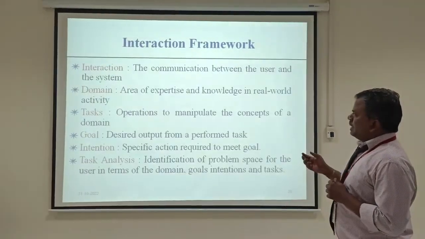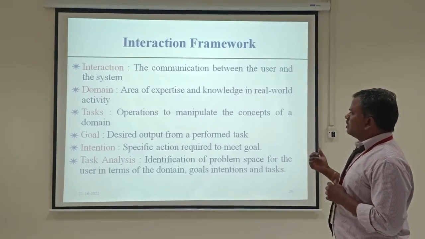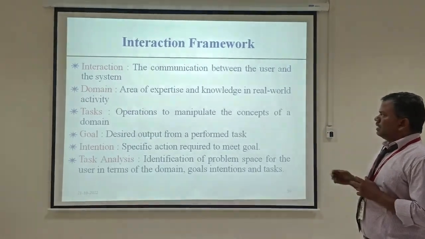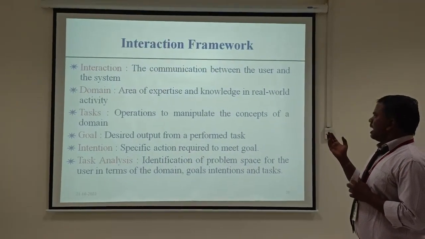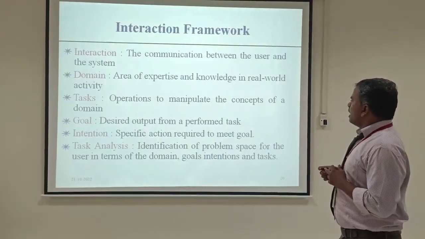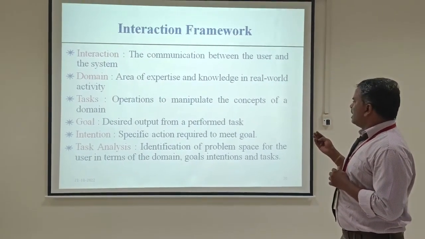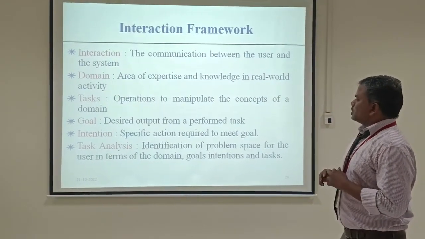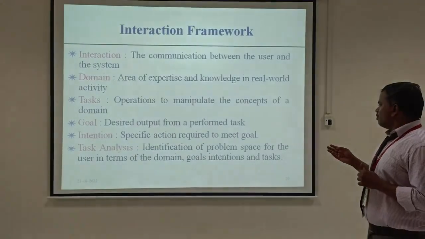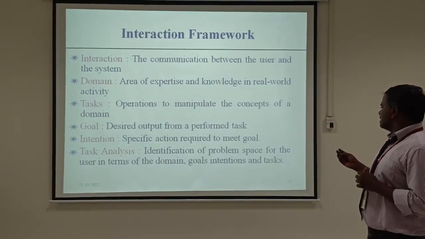Interaction framework. The interaction framework factors are interaction, domain, tasks, goal, intentions, and task analysis. Interaction is communication between the user and the system. Next, domain: area of expertise and knowledge in real-world activities. Tasks: operations to manipulate the concepts of the domain. Goal: the desired output from the performed tasks. Intention: specific actions required to meet the goal. Task analysis: identification of the problem space for the user in terms of the domain, goal, intentions and tasks.